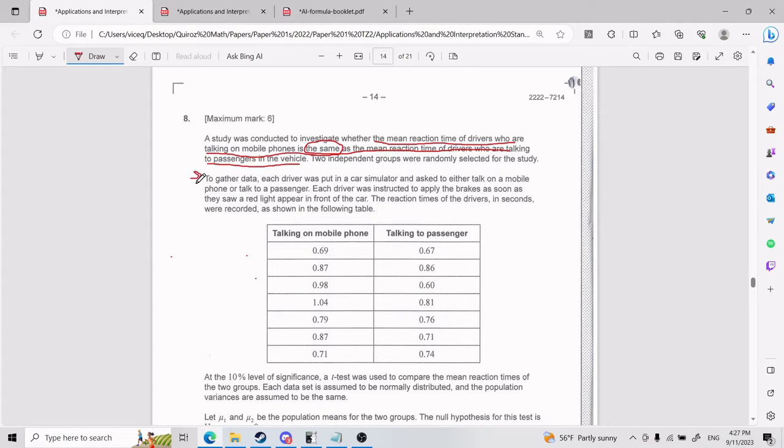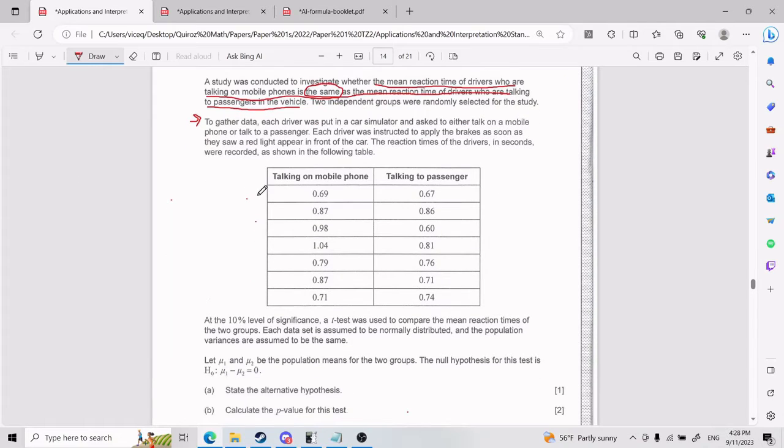To gather data, each driver was put in a car simulator and asked to either talk on a mobile phone or talk to a passenger. Each driver was instructed to apply the brakes as soon as they saw a red light appear in front of the car. The reaction times of the drivers in seconds were recorded as shown in the following table.